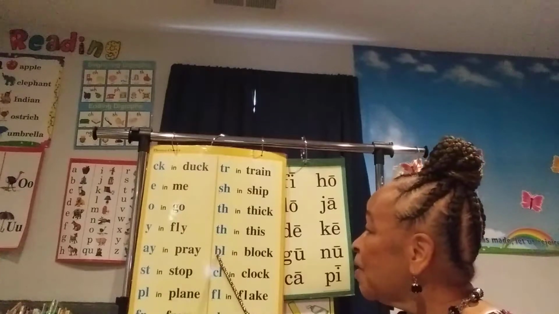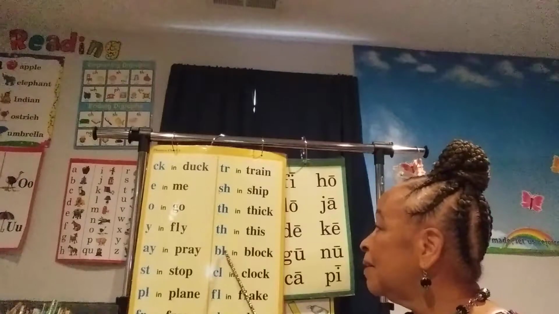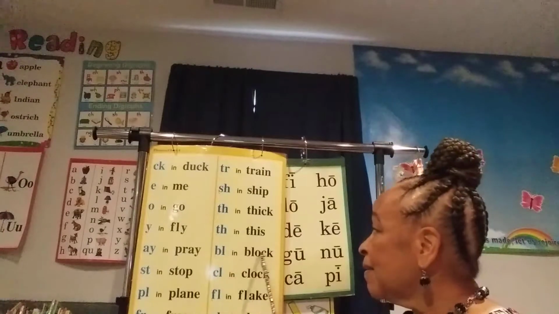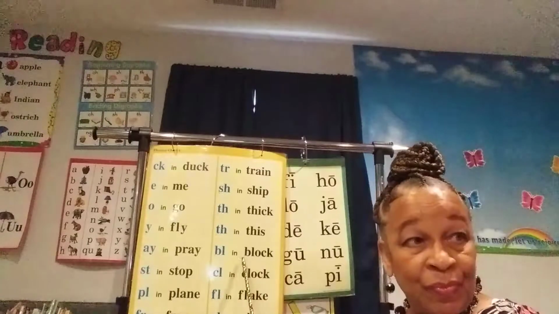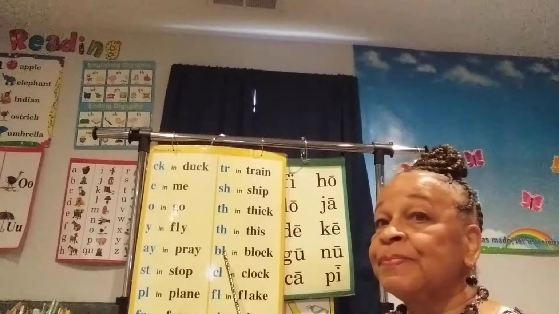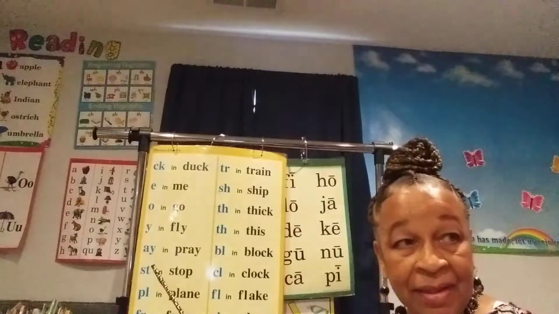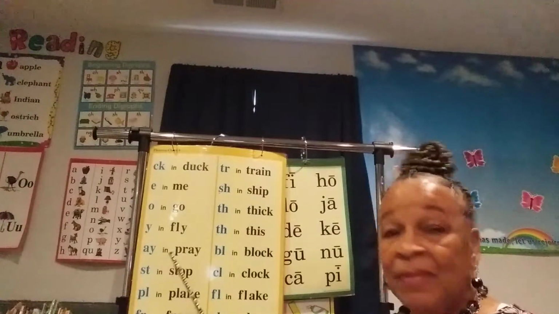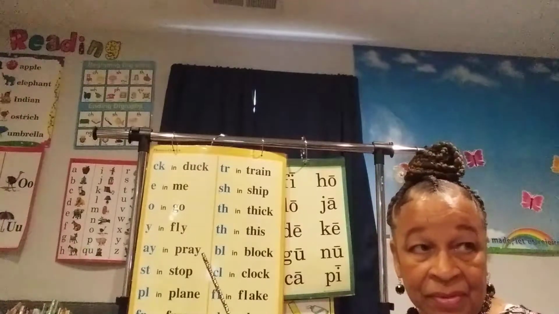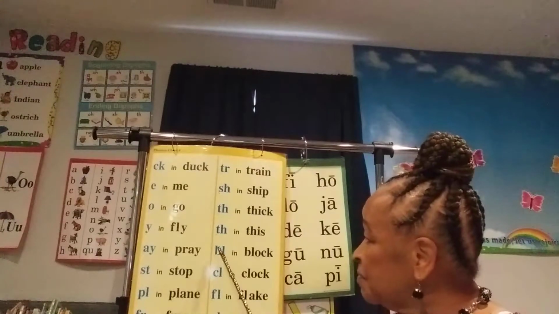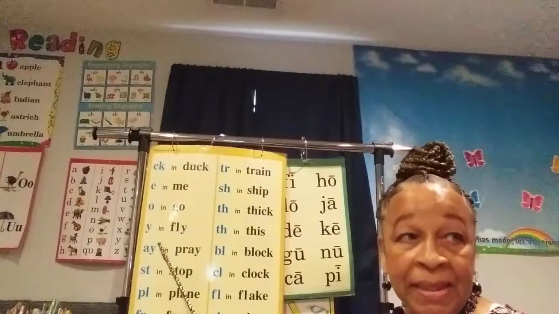Okay? BL. Block, as in block. Blue. It's another word. Bell. Nope. That's an E between the L and the B in bell. So that one would not be a combined sound. We're talking about this B and this L coming together to make one special sound. Bl, block.